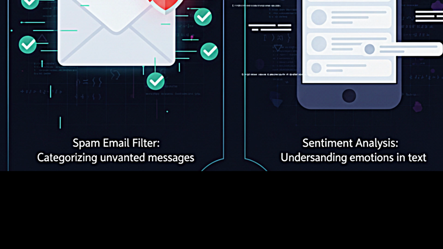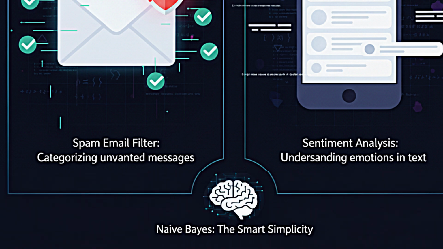So, the next time you see a spam email filtered out or instant sentiment analysis on your favorite social media app, remember this. There's a good chance naive Bayes is silently working behind the scenes. It may look naive on paper, but in the real world, sometimes the simplest algorithm is the smartest choice.